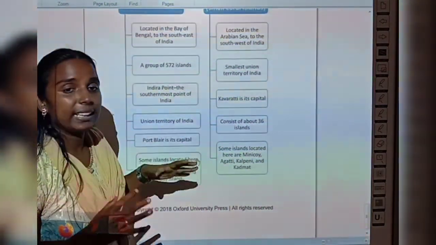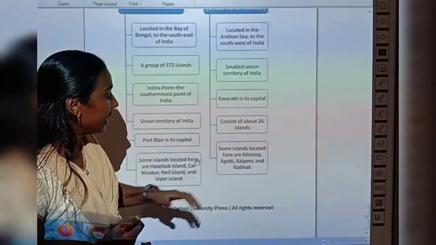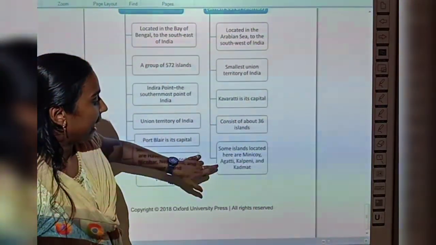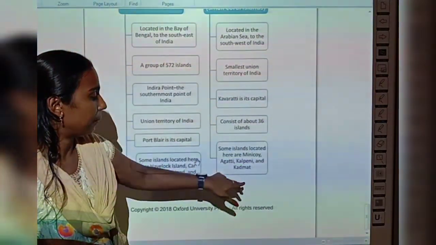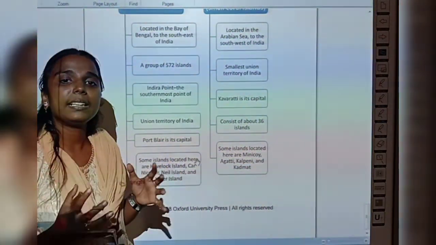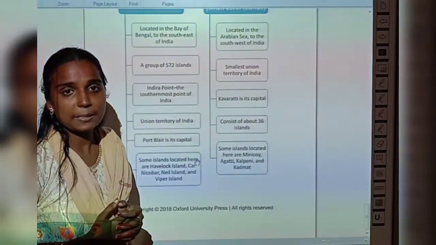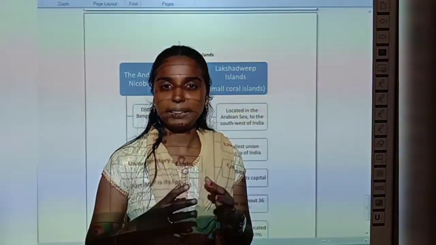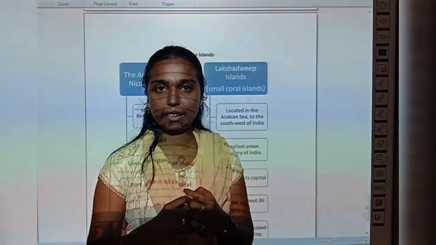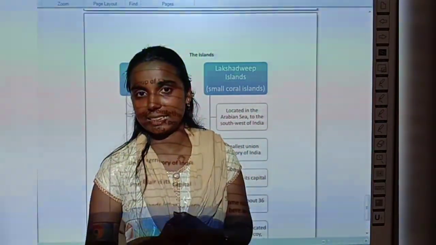And what are some other important islands we can see here? Minicoy, Agatti, Kalpeni and Kadmat, okay? Minicoy, Agatti, Kalpeni and Kadmat are some other important islands we can see in this Lakshadweep Islands, okay? So that's all. We have completely recalled all the 4 physical features what we have learnt in this lesson, right?